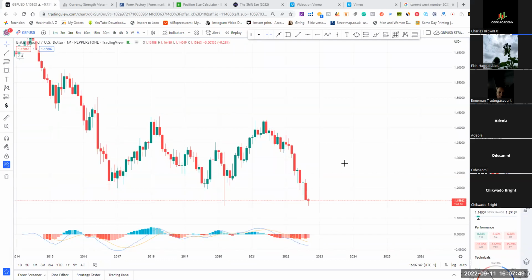All right, so we're looking at how the market is going to be for us that are trading this beautiful pair, GBP/USD, and what we are anticipating the market to produce within the week. That's what we're looking at.